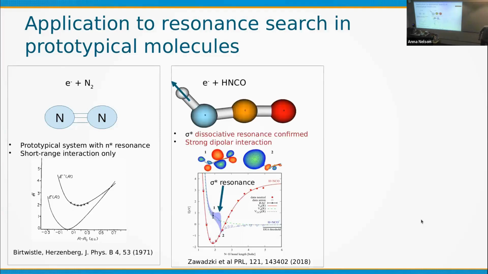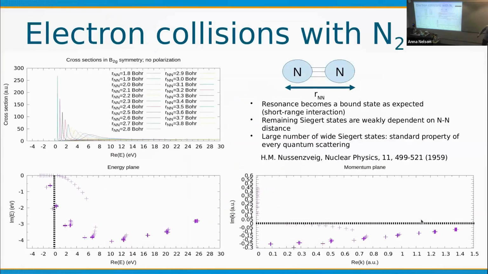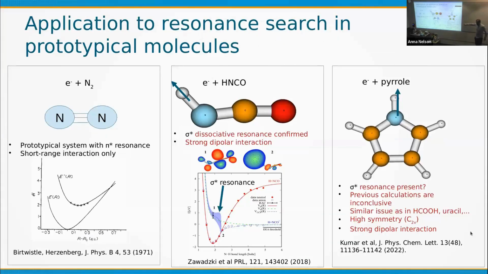Then I'm going to show you a molecule which behaves differently. This is HNCO. This molecule already has a dipole moment. It also has a resonance, but the resonance behaves very differently. Here we have a strong dipole interaction, and there's a so-called sigma-star dissociative resonance. The last example is electron collisions with pyrrole, where it was not even clear whether such a sigma-star resonance appears, and the previous calculations were inconclusive. And actually, a similar picture as in pyrrole appears in many other molecules like formic acid and uracil, so it's a question of general relevance.